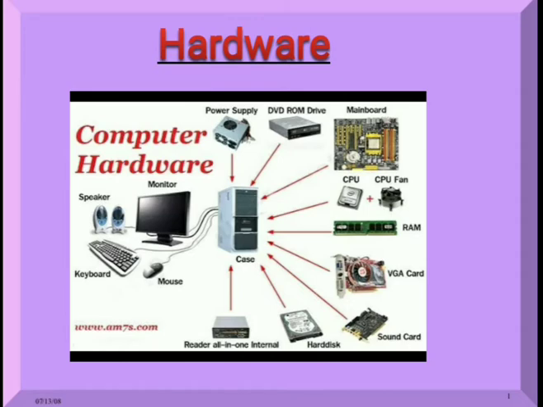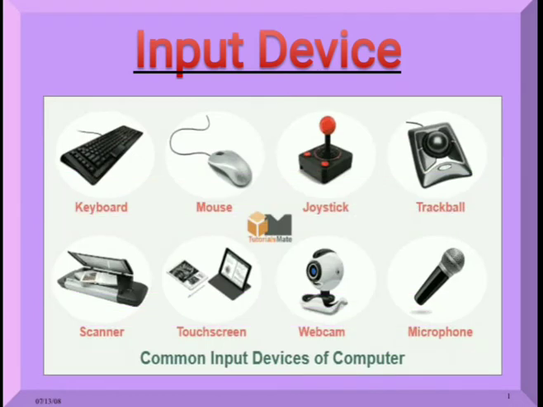These are the physical devices of a computer system which you can see and touch. These devices constitute the hardware of a computer system. A computer hardware has the following devices: input devices, output devices, processing devices, storage devices. Let's learn about input devices. Input devices enable you to enter or input data into a computer.